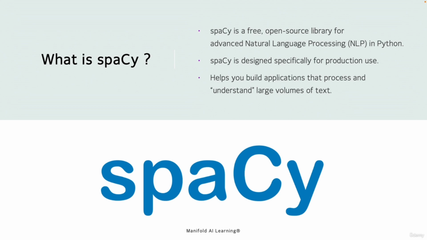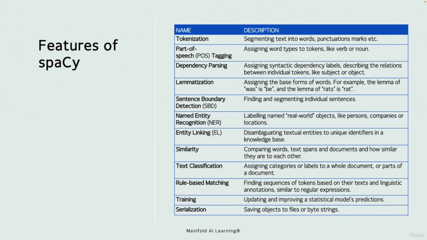Here, when we talk about the spaCy library, it has got some rich features. If I want to describe them one by one, spaCy has the feature of tokenization. Tokenization, as you know, is about segmenting my text corpus into individual words, punctuation marks, and so on. So it will help me to split my text into multiple words. And it has the feature of part of speech tagging. That means it will help me assign word types to my tokens like verb, noun, pronoun, and so on. And it has dependency parsing.